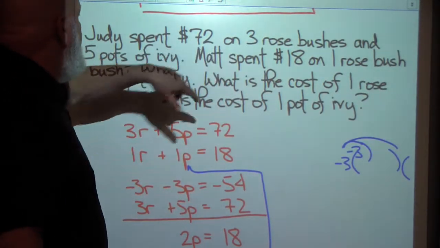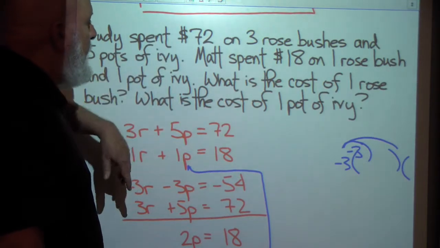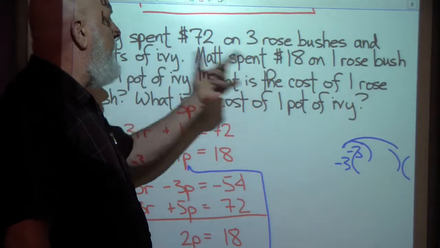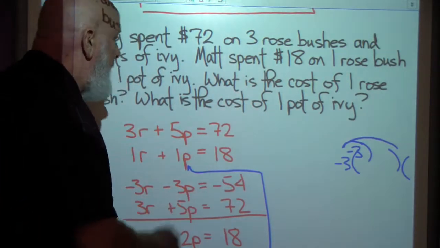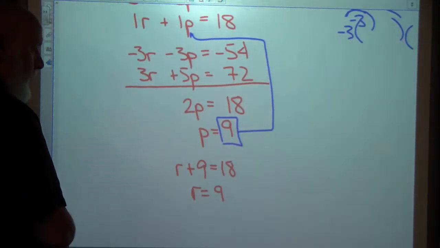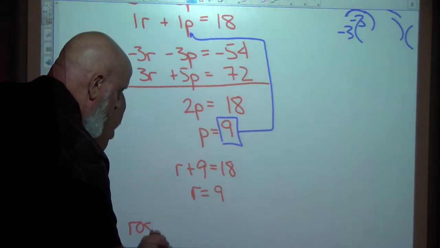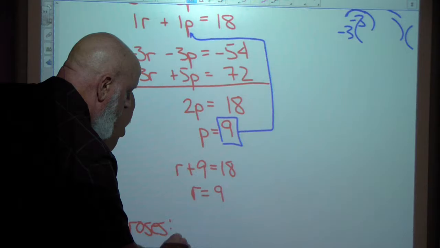If you buy 3 rose bushes and 5 pots of ivy and spend $72, and you buy 1 rose bush and 1 pot of ivy and spend $18, that means they have to be $9 a piece. So roses, $9, if I haven't made any mistakes. We'll see here in just a second.